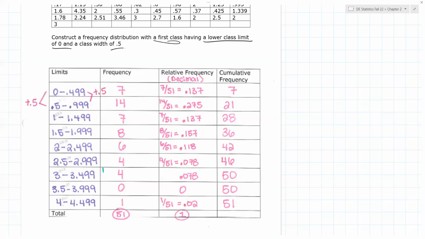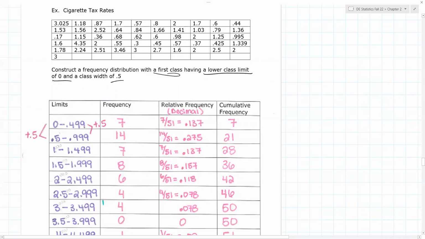And we go through, and if 0.5 is our lower limit, we go as many decimals out as is in our raw data. So you can look at some of these, and we have 2 tax rates that go out to 3 decimals. So that means when we have upper and lower class limits, we need to go out at least 3 decimals. So that's why our upper class limit is 0.499 and then 0.999.